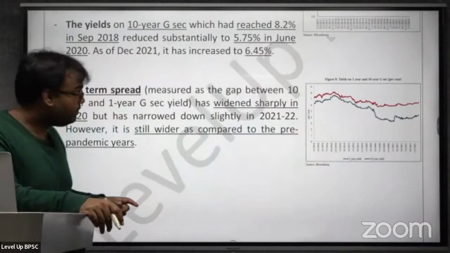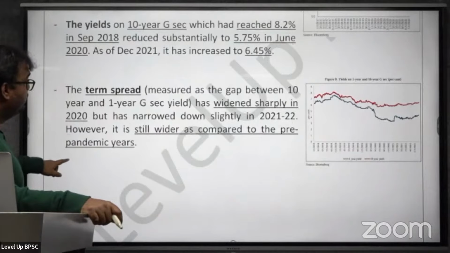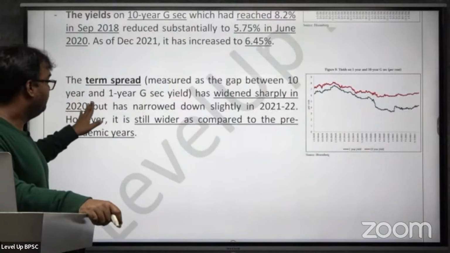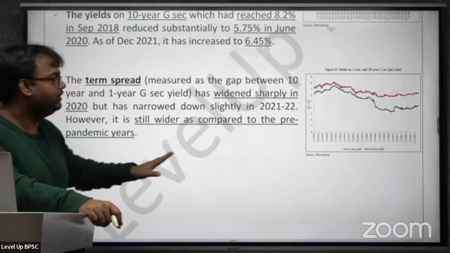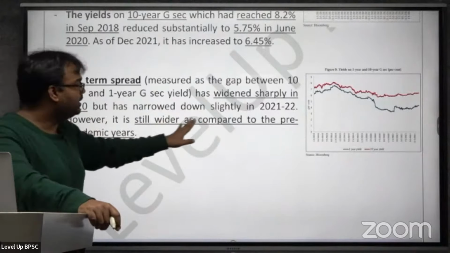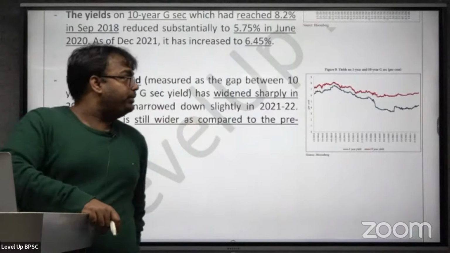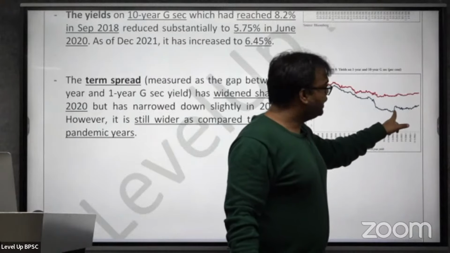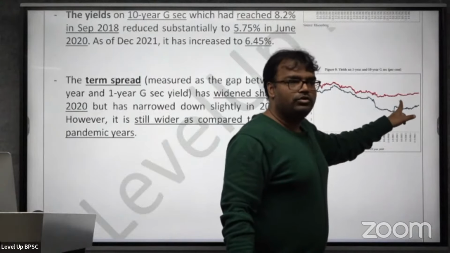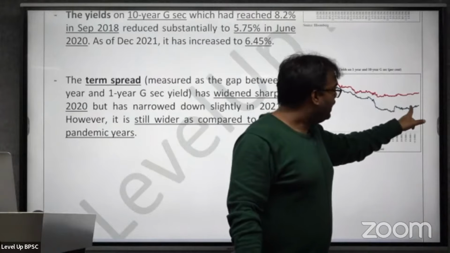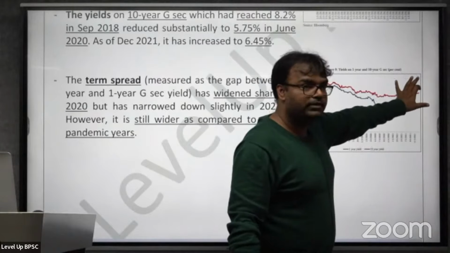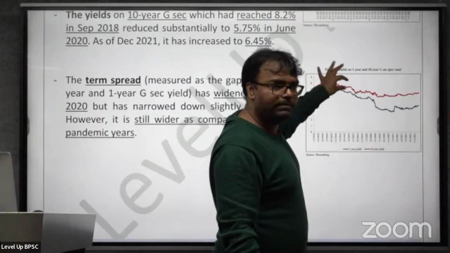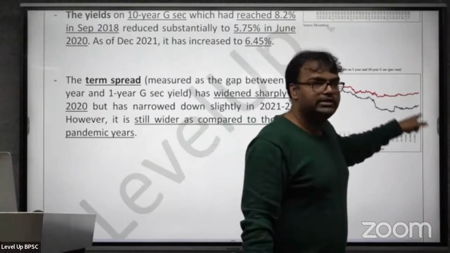Okay. So where were we? The term spread has widened sharply in 2020, but has narrowed down slightly in 2021-22. However, it is still wider as compared to pre-pandemic level. So now it is narrowing down. Especially 2021 में आएंगे, from starting of 2021, yield on short-term thing is also going up, but this spread is still much higher than what was the situation in the pre-pandemic level. Pre-pandemic में the spread was not this much, which is right now.